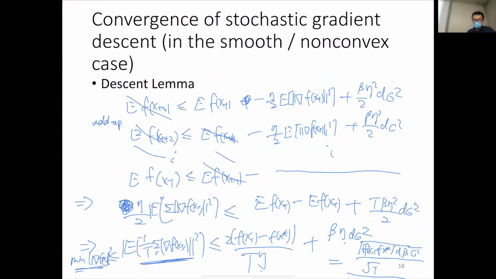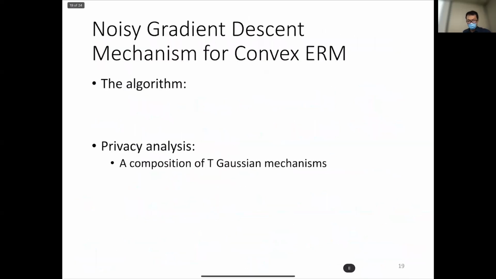Yeah, so the minimum is always smaller than the average. So therefore, this shows that the gradient descent algorithm, the stochastic gradient algorithm, would have run into a region that is sufficiently flat. Okay, so now let me state the gradient descent algorithm for differential privacy.